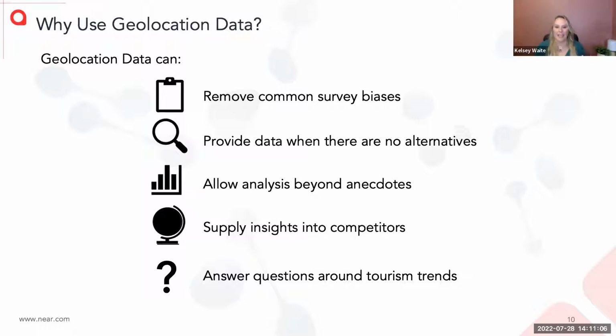And especially because every data collection method has its biases, and so being able to tie in multiple sources together really tells that full story.